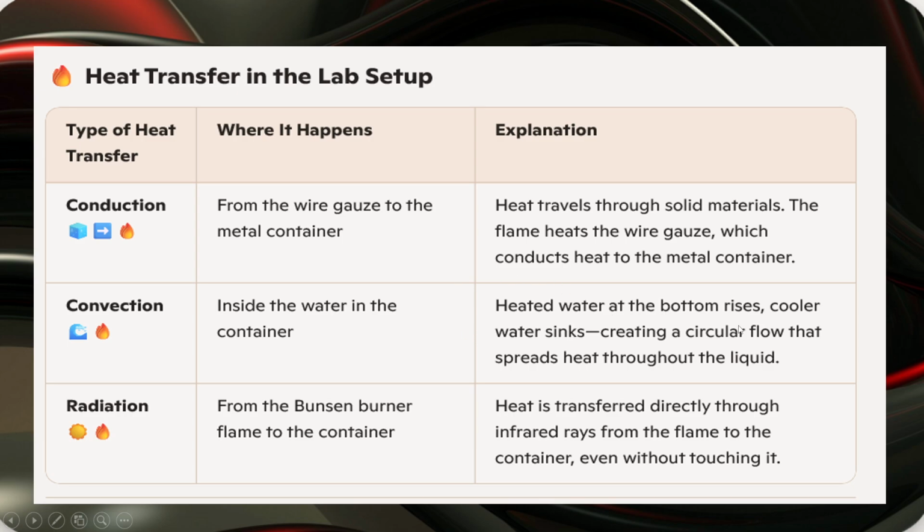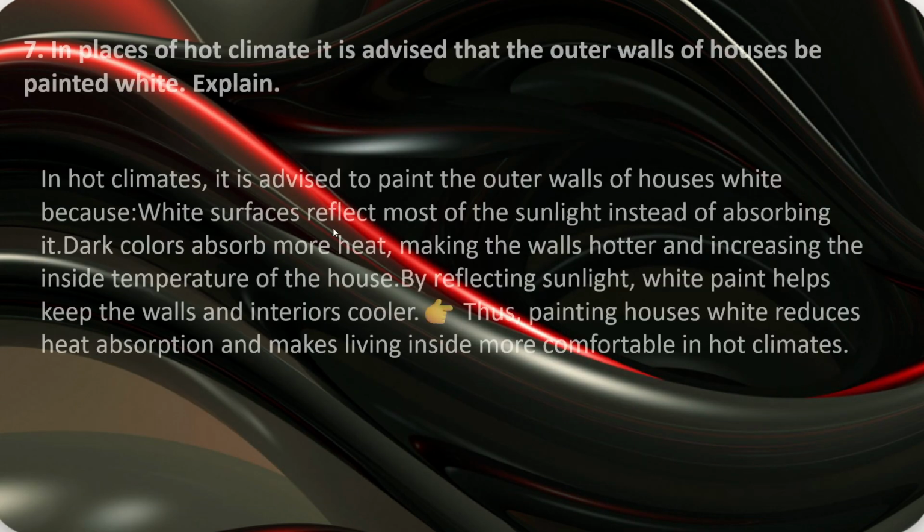Convection: inside the water in the container. Heated water at the bottom rises, colder water sinks, creating a circular flow that spreads the heat throughout the liquid. Radiation: from the Bunsen burner flame to the container. Heat is transferred directly through infrared rays from the flame to the container even without touching it.